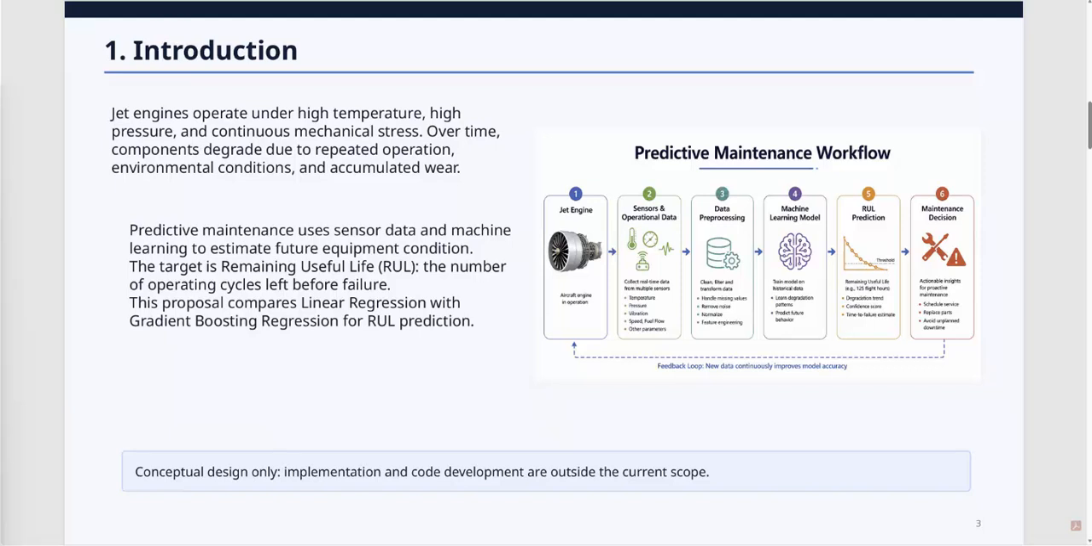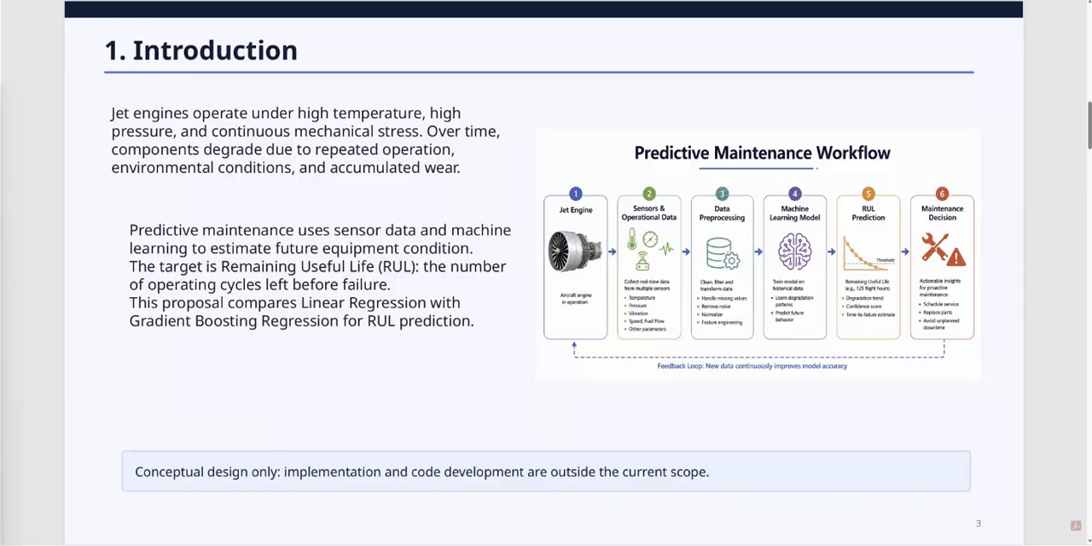Jet engines are complex machines that work under high pressure, high temperature, and constant mechanical stress. Over time, parts of the engine naturally wear out because of repeated use, environmental conditions, and general wear. If this wear is not noticed early, it can cause unexpected failures, expensive repairs, flight delays, or even safety risk.